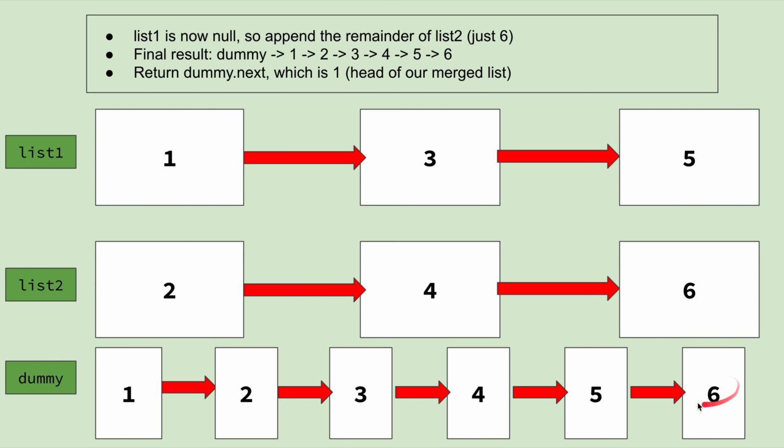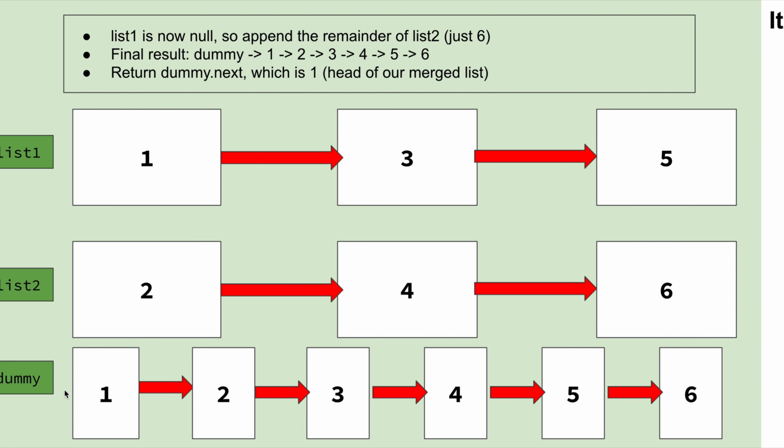So your current will point to here. Once current dot next has the data null, it means we are done. Okay. And then we'll return what? Dummy dot next will be returned finally, and in dummy dot next you have all the data, right?